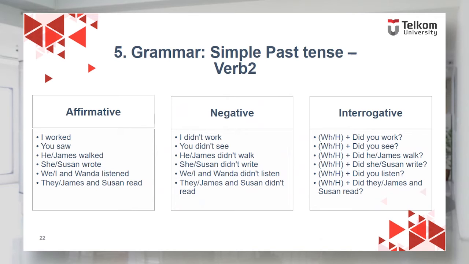Another example: we, or I and Wanda, worked. Negative: we or I and Wanda didn't work. Interrogative: WH or H plus did we work? Another example: they, or James and Susan, worked. Negative: they or James and Susan didn't work. Interrogative: WH or H plus did they or James and Susan work?